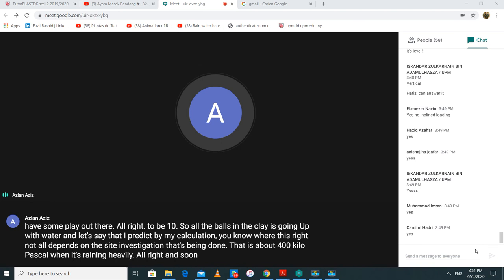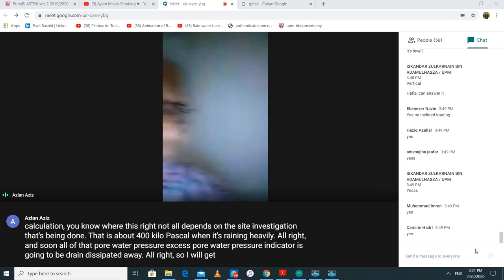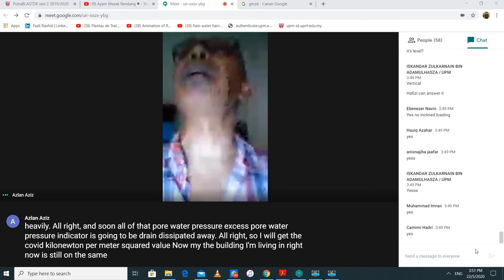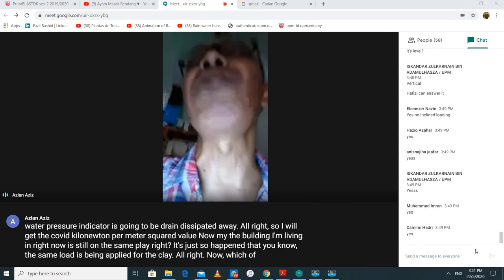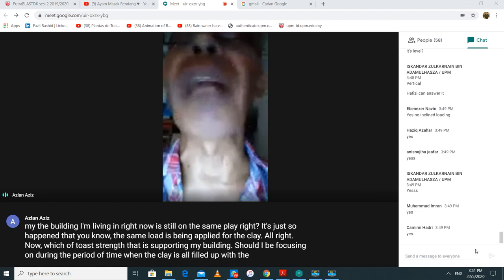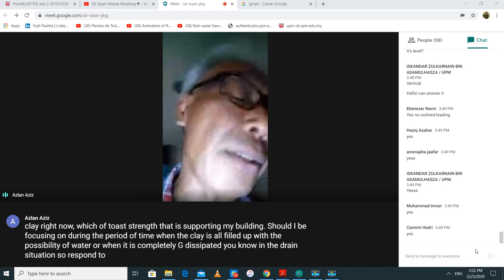And soon, all of that excess pore water pressure in the clay is going to be drained, dissipated away. So I will get the 1,400 kilonewton per meter squared value. Now, the building I'm living in right now is still on the same clay, and the same load is being applied to the clay. Which of those strengths that is supporting my building should I be focusing on? During the time when the pores of the clay are filled up with water, or when it is completely dissipated, in the drained situation? So respond to me, say to me which one, drained or undrained?